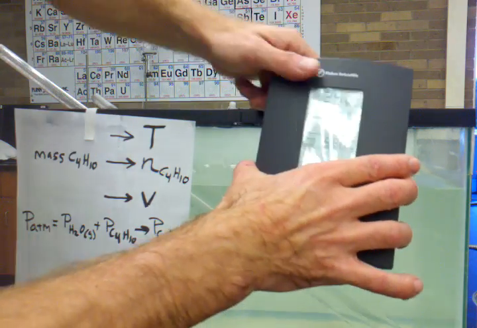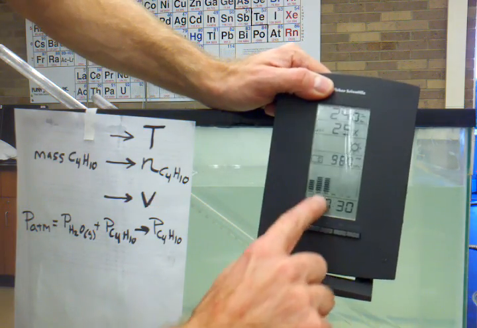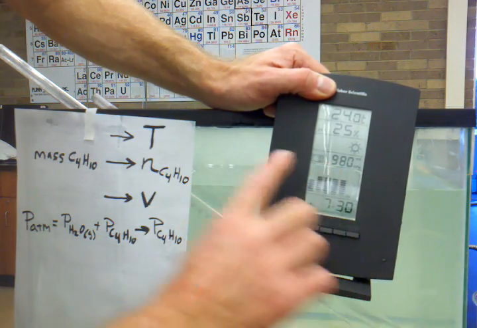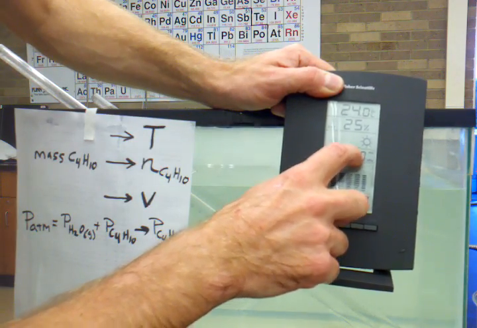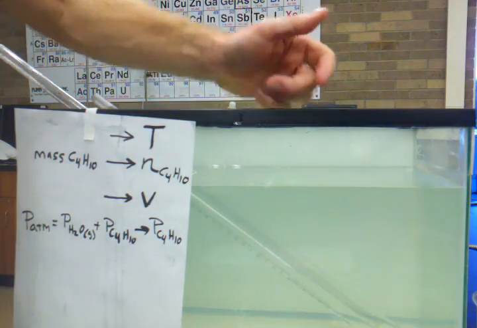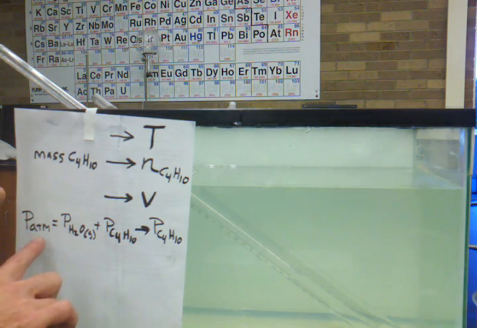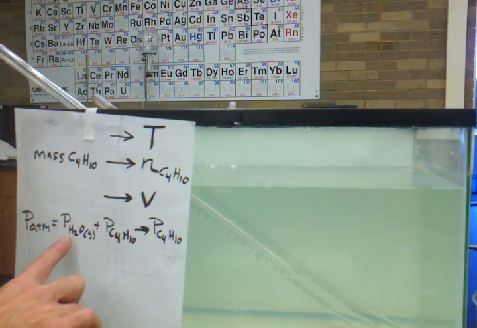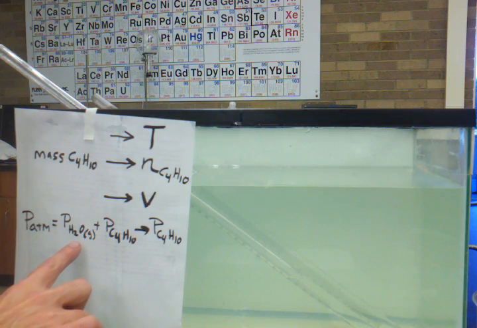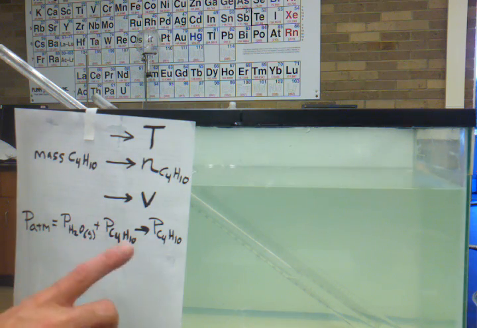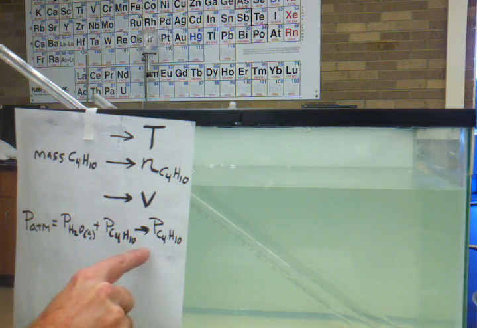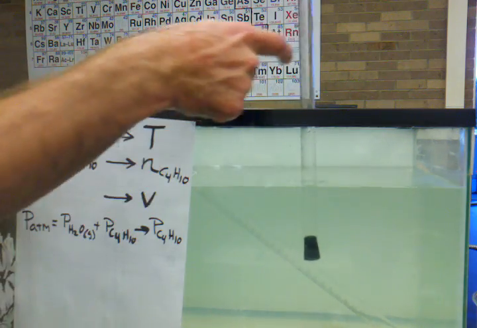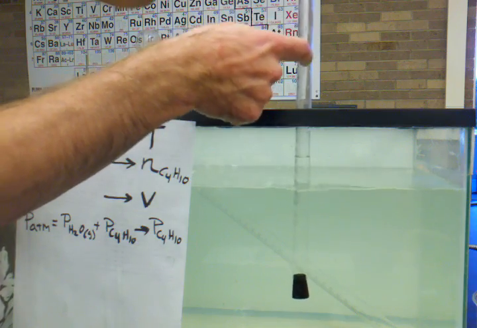I know, because my barometer says so right now, that the atmospheric pressure pushing down on the gas is 980 millibars. So I know the pressure of the atmosphere is 980 millibars. The vapor pressure of water is a table value. I can look that up. You might have done that for a pre-lab question. So I can solve for the pressure of the butane, because I need to know what the pressure of the butane is in my tube. Not the total pressure, just the pressure of the butane.